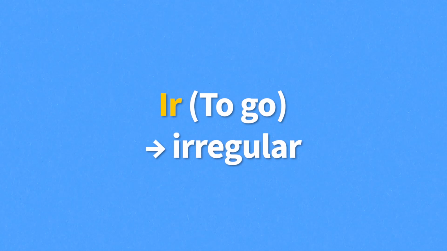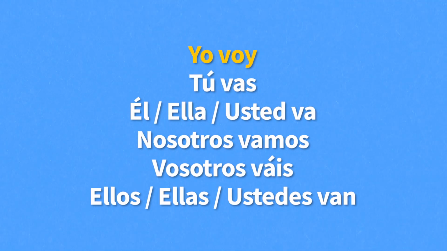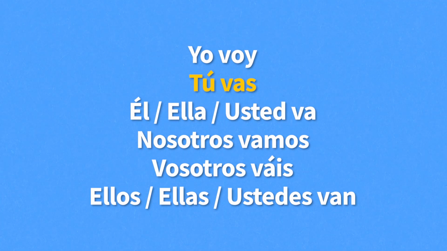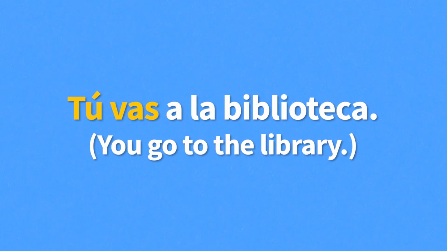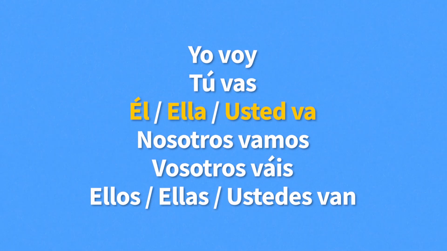However, it is also irregular, which means the stem changes and it has different endings. Let's look at how to conjugate it. Yo voy. For example, yo voy solo. Tú vas. For example, tú vas a la biblioteca. Él, ella, usted va. For example, él va luego.